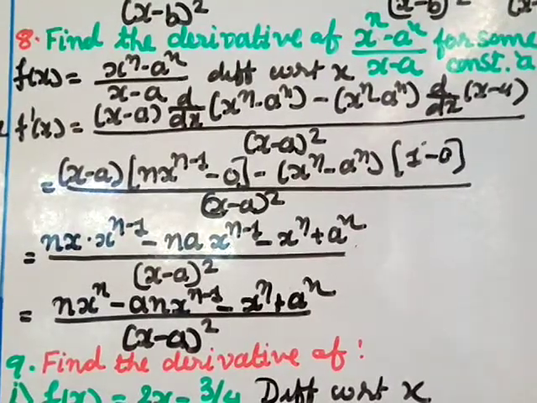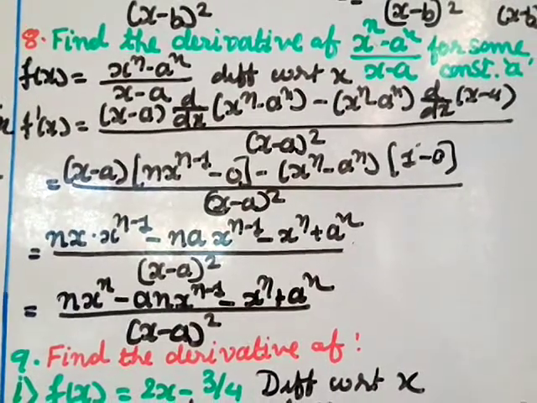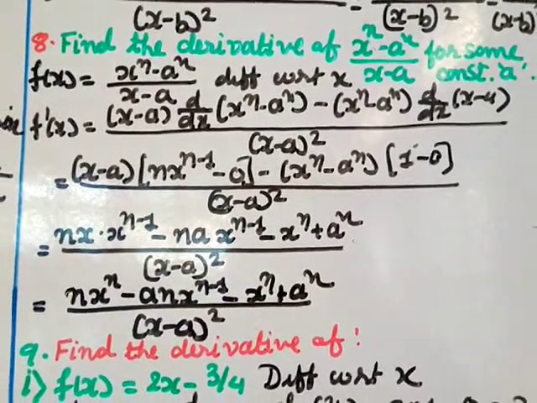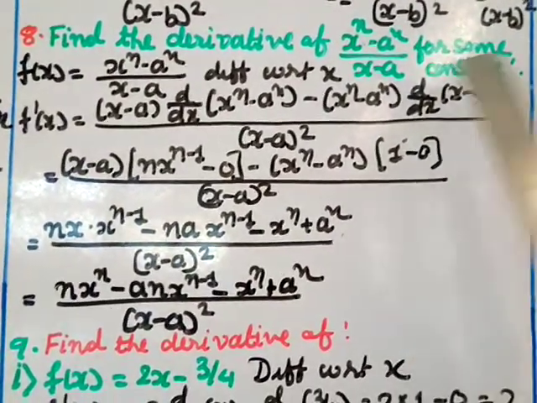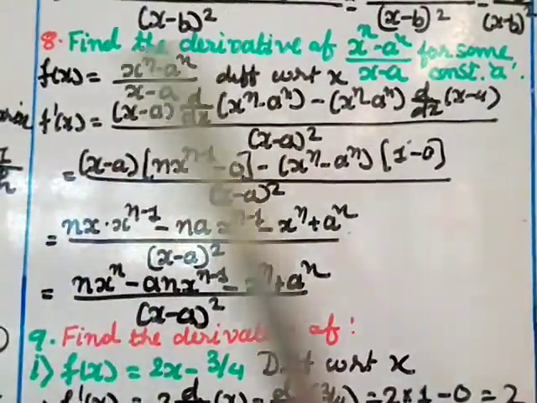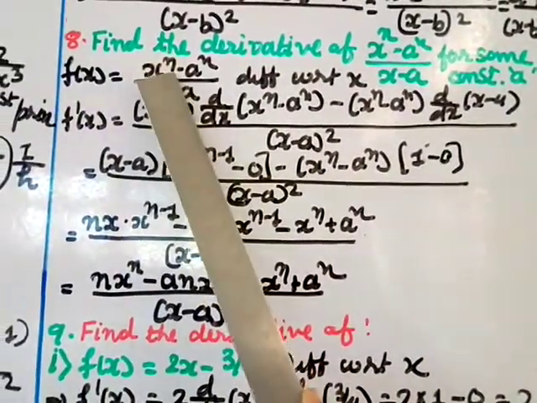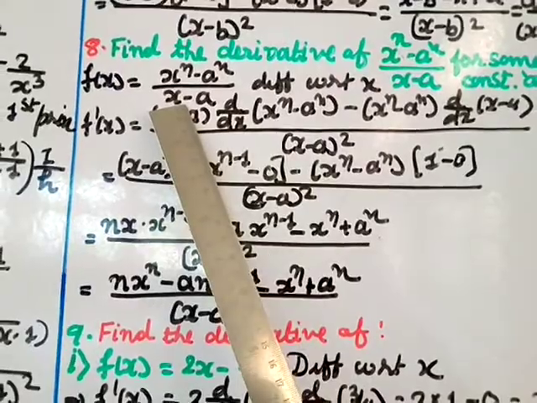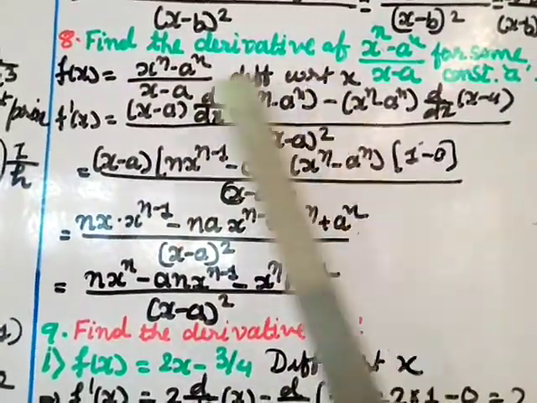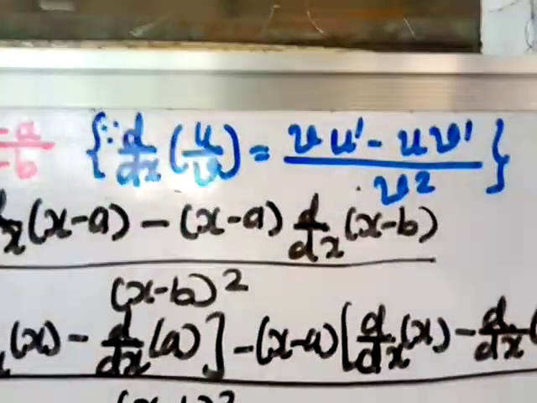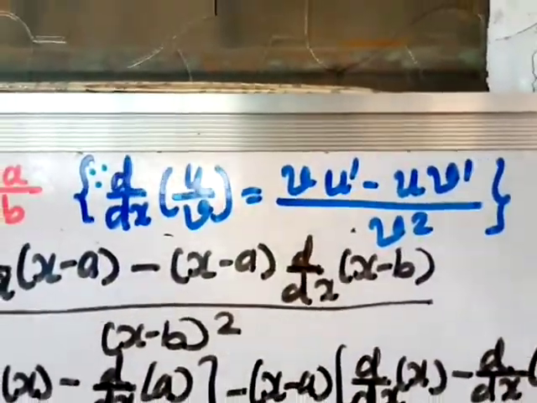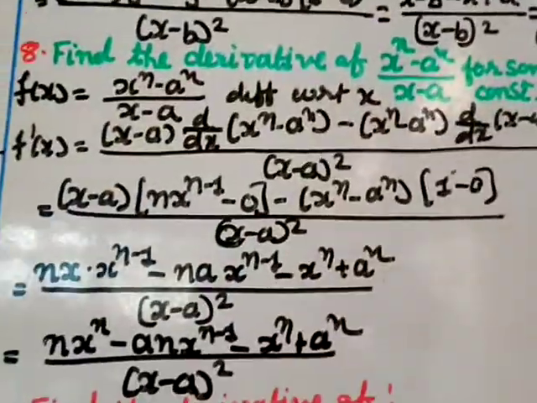Question number 8. Find the derivative of x power n minus a power n divided by x minus a for some constant a. So call this as f(x) equal to x power n minus a power n divided by x minus a. Differentiate with respect to x. This also is u by v form. So we shall use the same formula u by v. I am not rewriting it, but we'll use the same formula. Okay, so let us apply here.